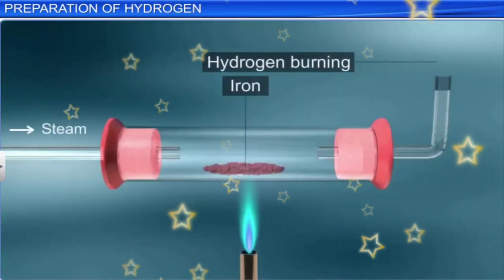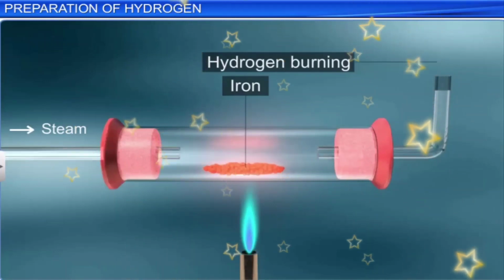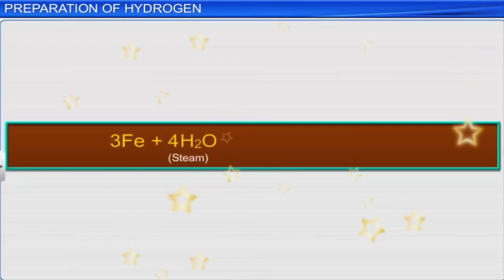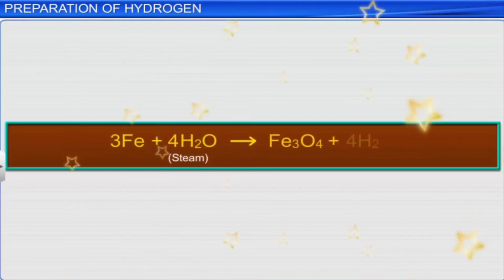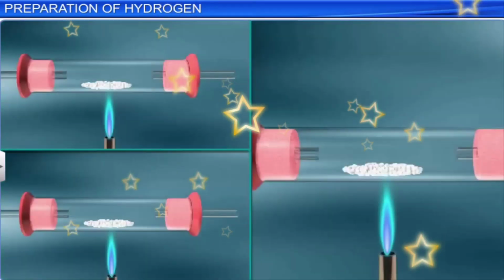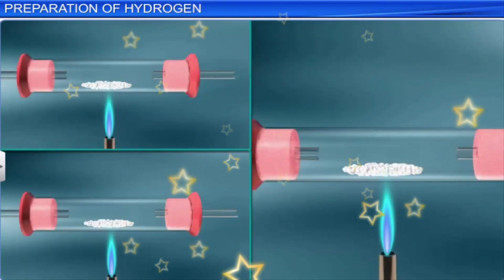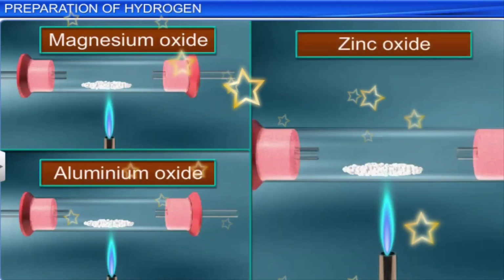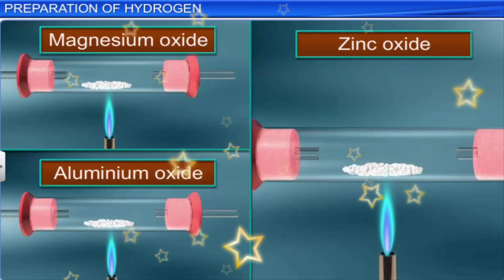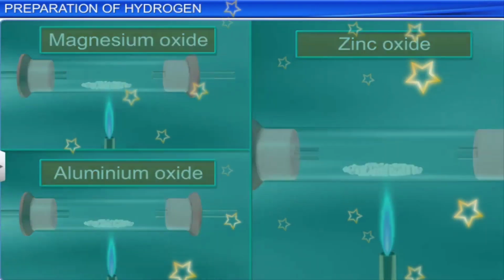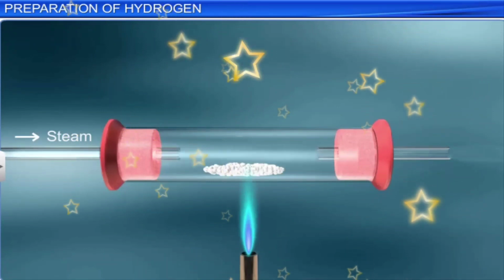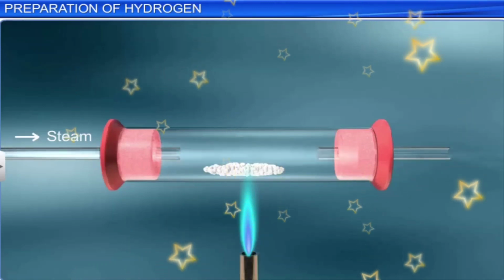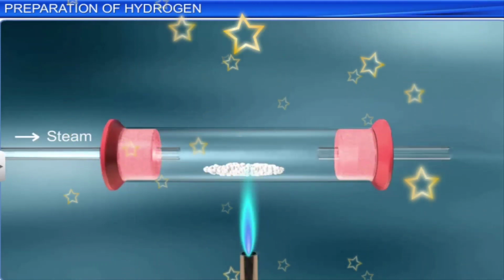It is possible to obtain hydrogen from iron only when it is red hot. Iron reacts with steam to produce ferric oxide and hydrogen. It is important to know that the oxides of magnesium, aluminium and zinc form on the surface of these metals when they react with steam. The formation of these oxides block the contact of steam with the metals, and therefore the reactions do not continue for long.